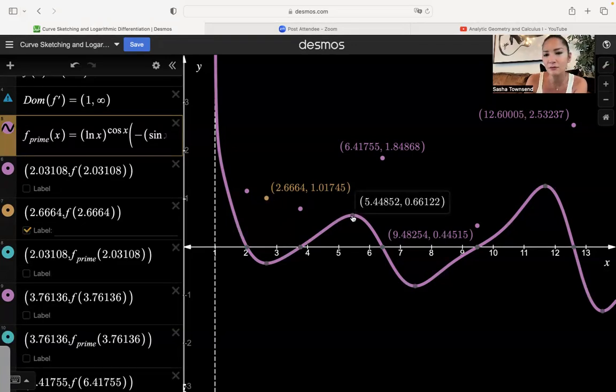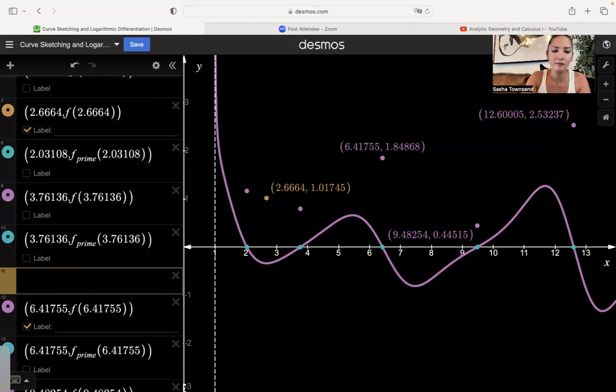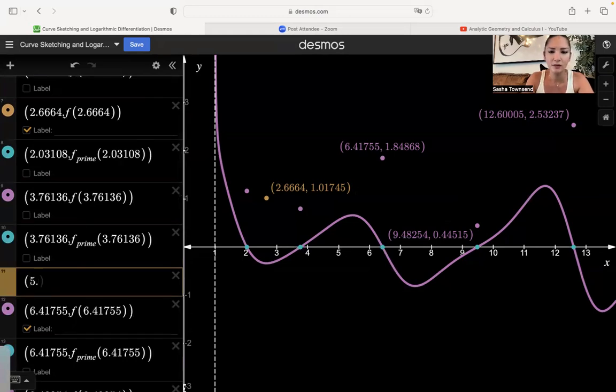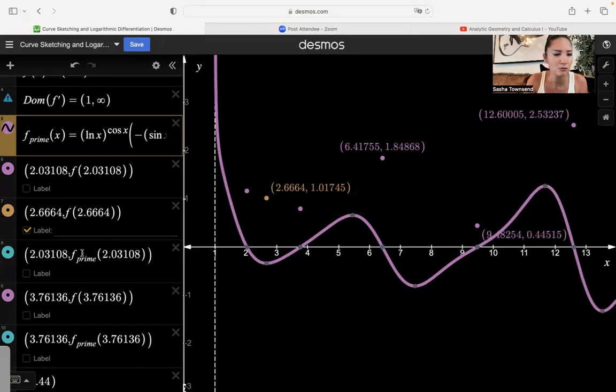So the next point of inflection should correspond to this x value, 5.44852. So we'll plot that point. Well, that xy pair is the x value and the corresponding value of f prime. We want the x value and the corresponding value of f. So we'll plot that point now. I'm trying to plot the points in order. It's 5.44 something, right? 5.44852.